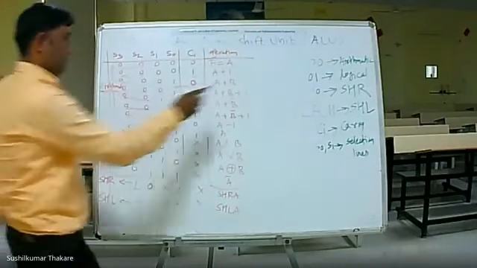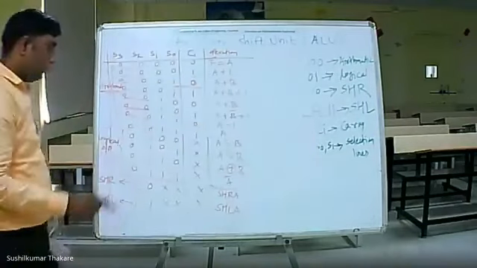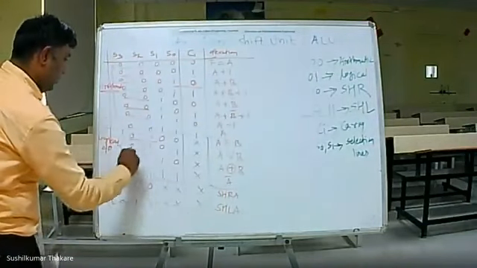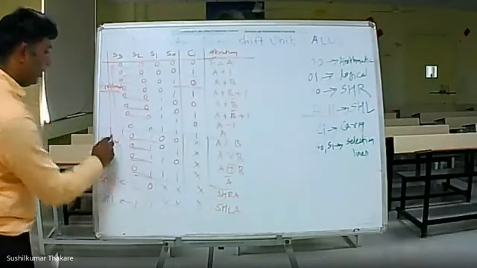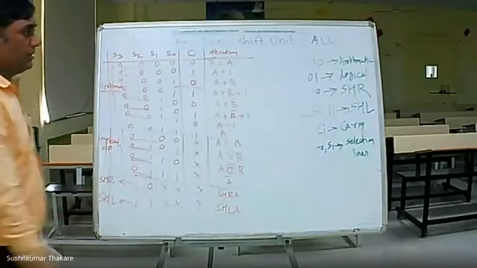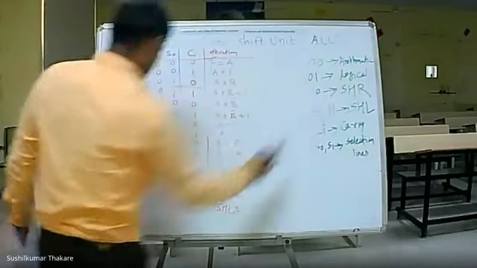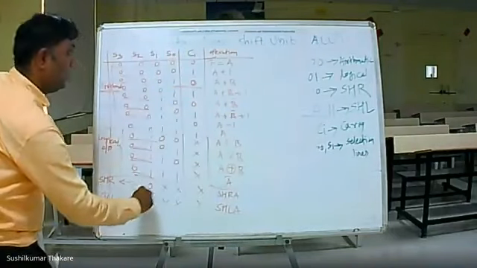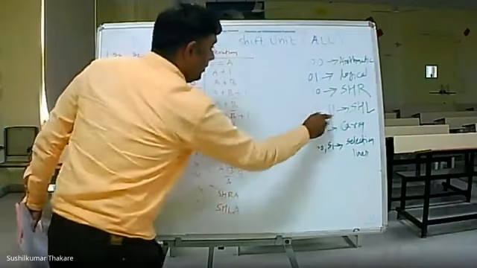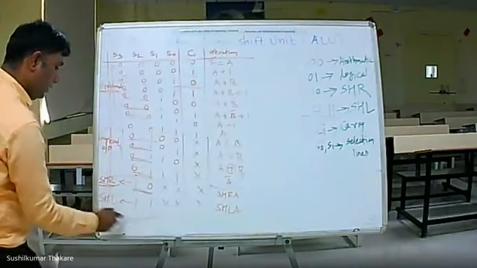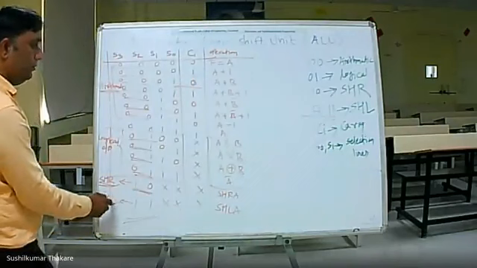0 1 0 1 logical operations. 0 1. This is the logical, select lines 0 1, na? That is logical operations. Next is 1 0. This is the 1 0, shift right unit. Okay? And 1 1. This 1 1 is the shift left unit. Okay?